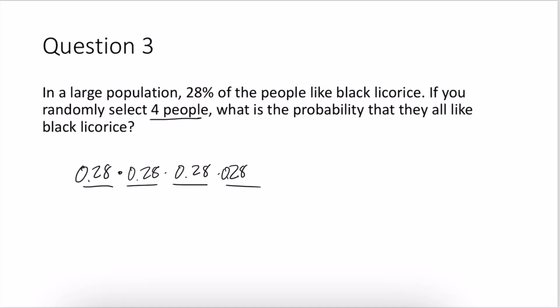So to find the probability that all 4 people like black licorice, you would do 0.28 times itself 4 times, or you can use a normal exponent to calculate that, and that would be 0.006145, which means we'll round that 6 up to a 7. So it's less than 1% likely that you're going to choose 4 people who all like black licorice in this population. And that's how you would do question 3.